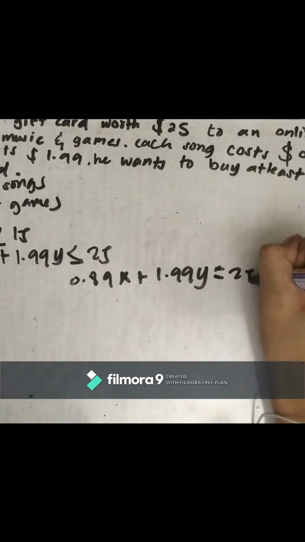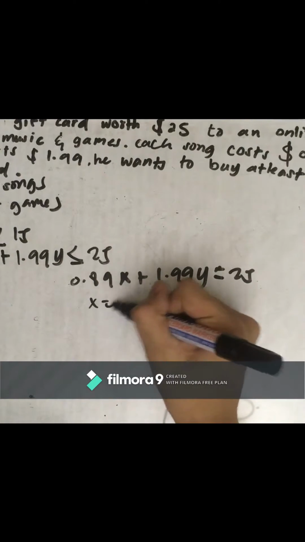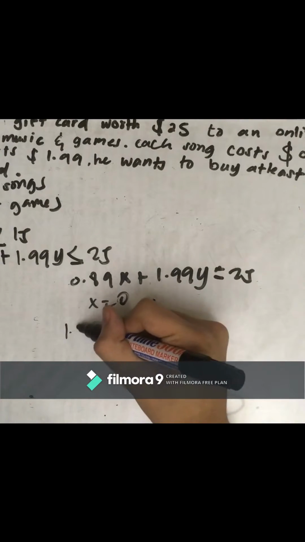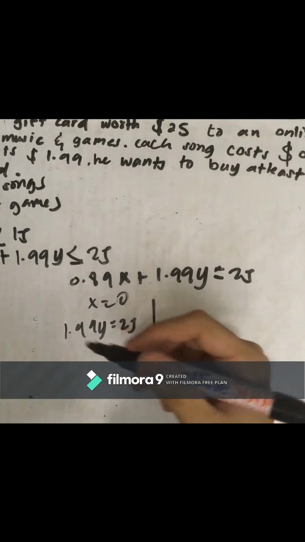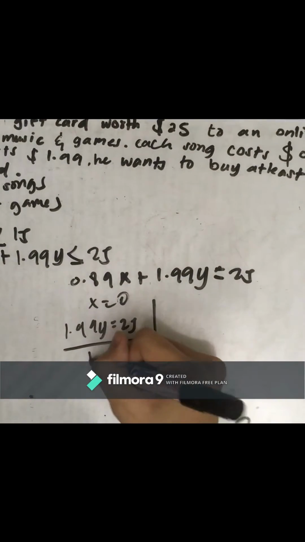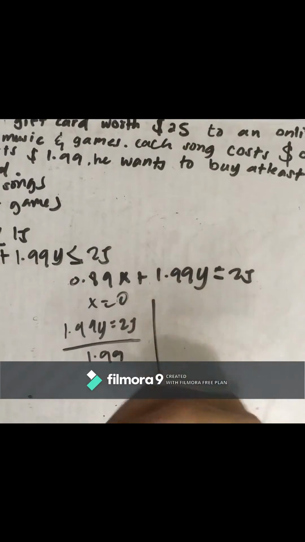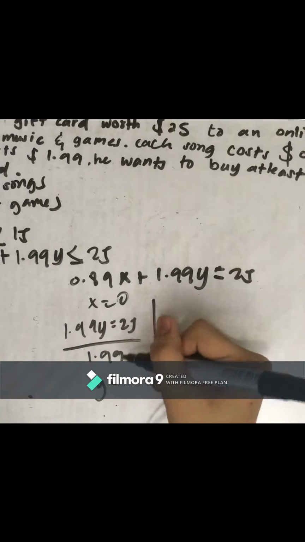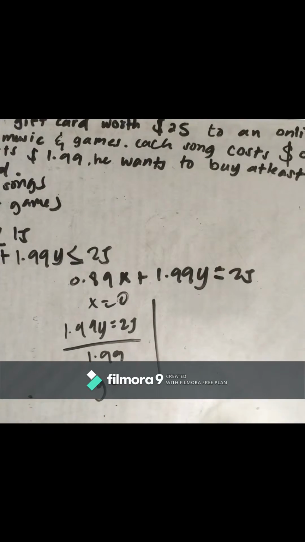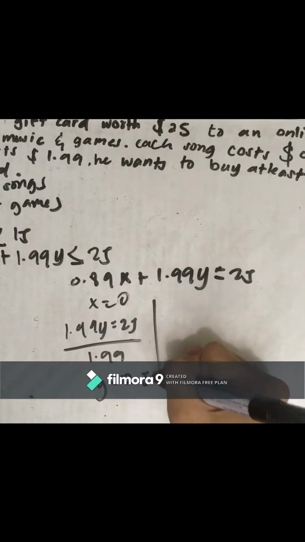Turn it to equality. When x is 0, 1.99y equals 25. We will divide both sides by 1.99 to isolate the variable y. So y will be 25 divided by 1.99, which is 12.56.